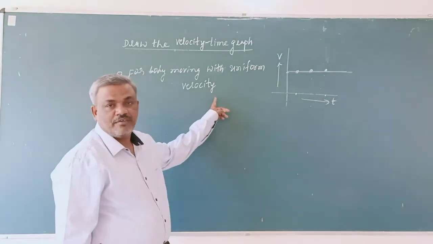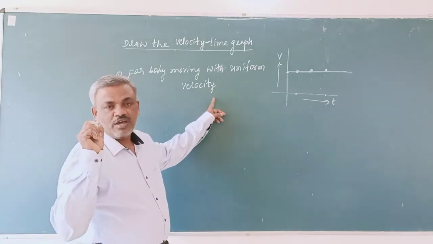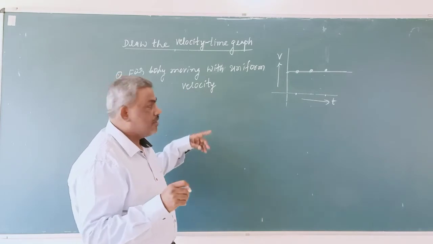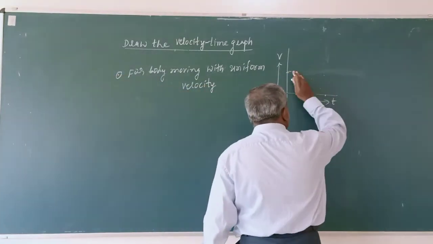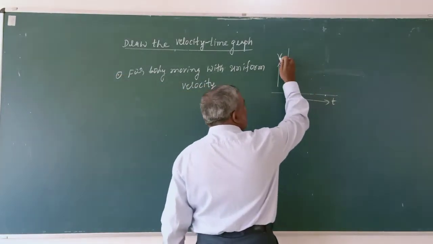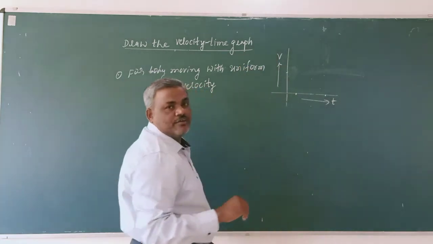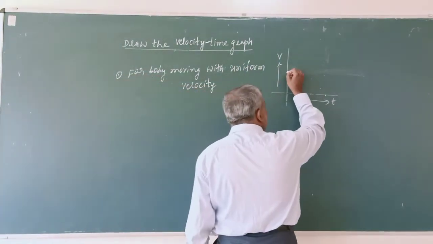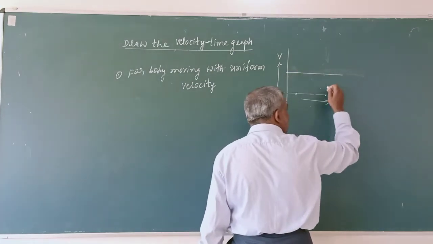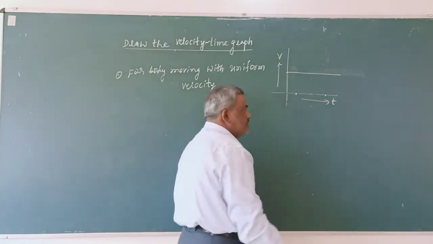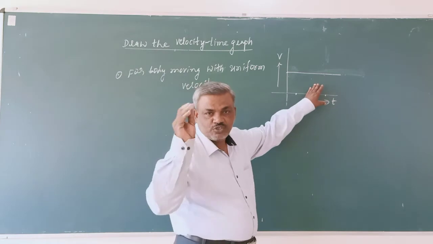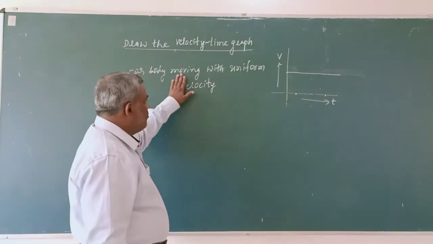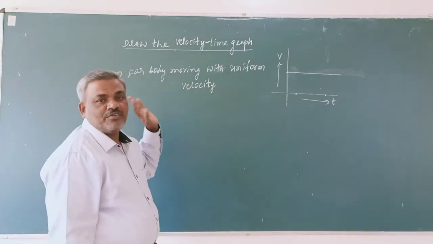Uniform velocity. So draw the velocity time graph, uniform velocity. Now first you represent V. Velocity taken along the where? Y-axis. Time along the x-axis. This line is parallel to the x-axis. This graph shows that for a body moving with uniform velocity.